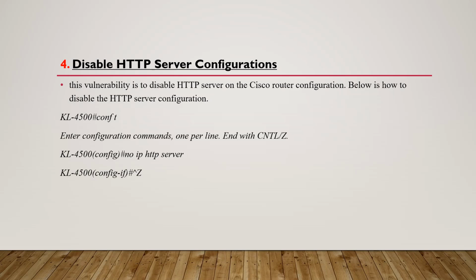The fourth thing is to disable the HTTP server configuration. This vulnerability is removed by disabling the HTTP server on Cisco routers. The below command is how to do it. We just have to type no ip http server and it will disable the server configuration.